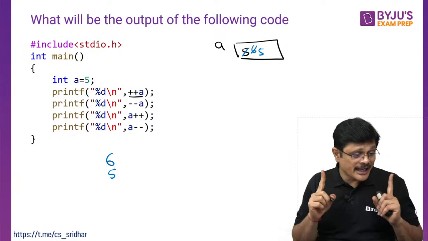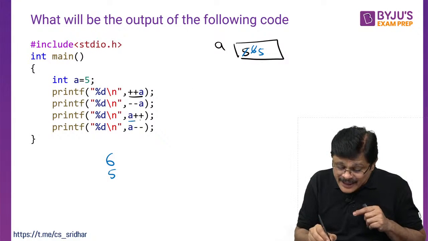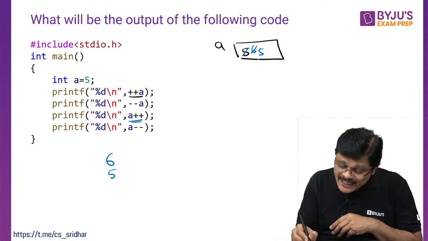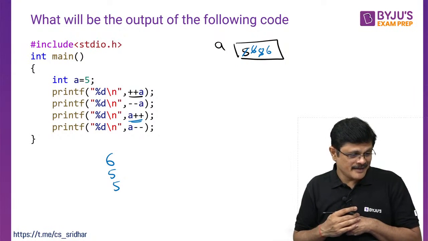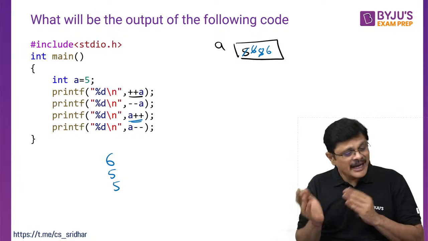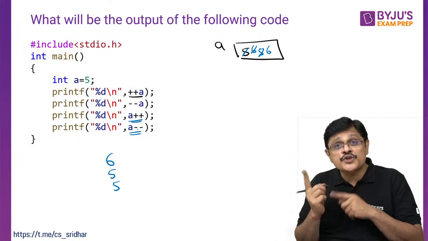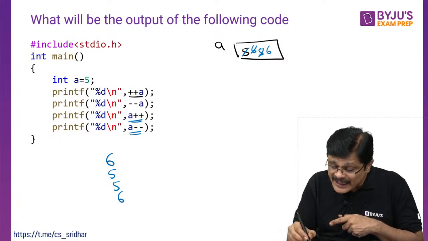Now here you have to be careful. What is the value of A? 5. Here it is post increment. That is first A is printed. What is A? 5 is printed, then A is updated. First A is printed, then updated. Now the value of A is 6. Here also post decrement. That is first A is used. What is A? 6 is used, then A is decremented.